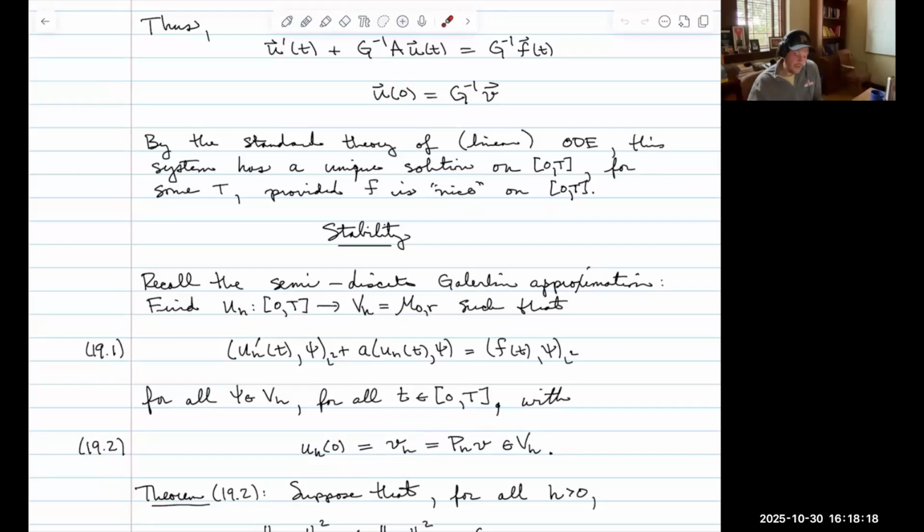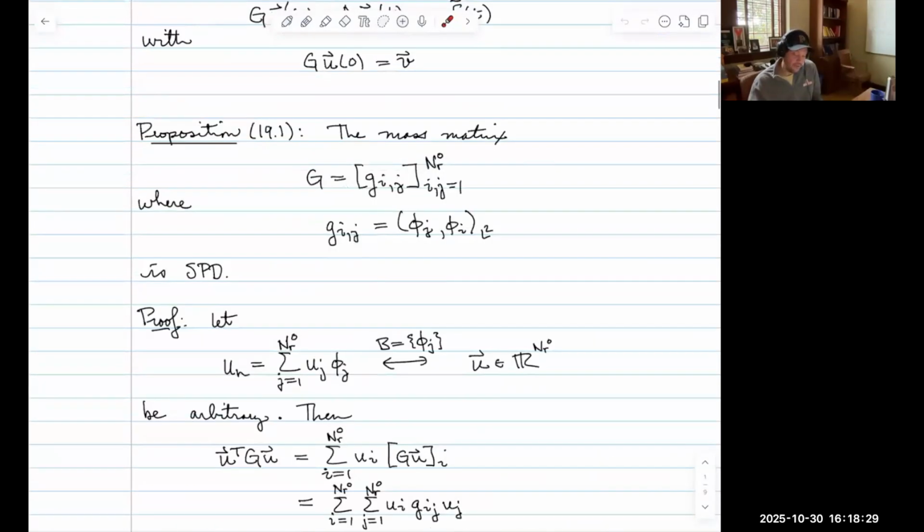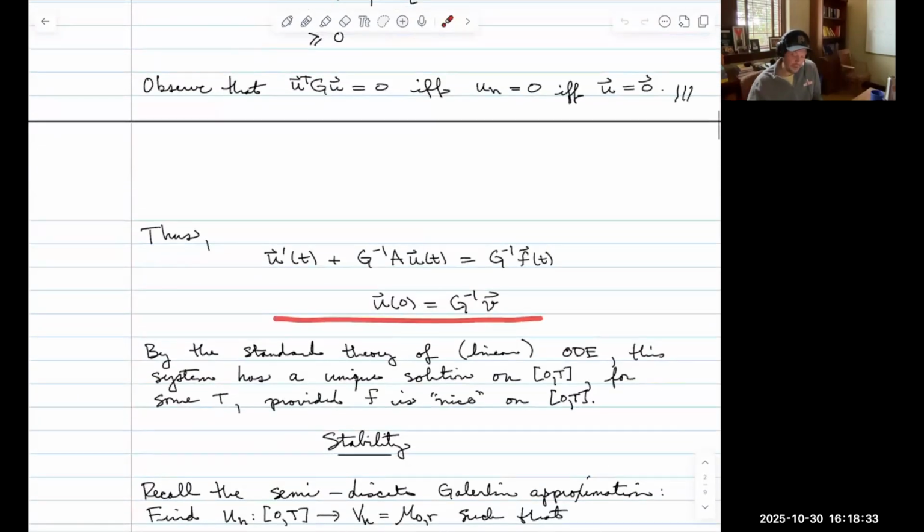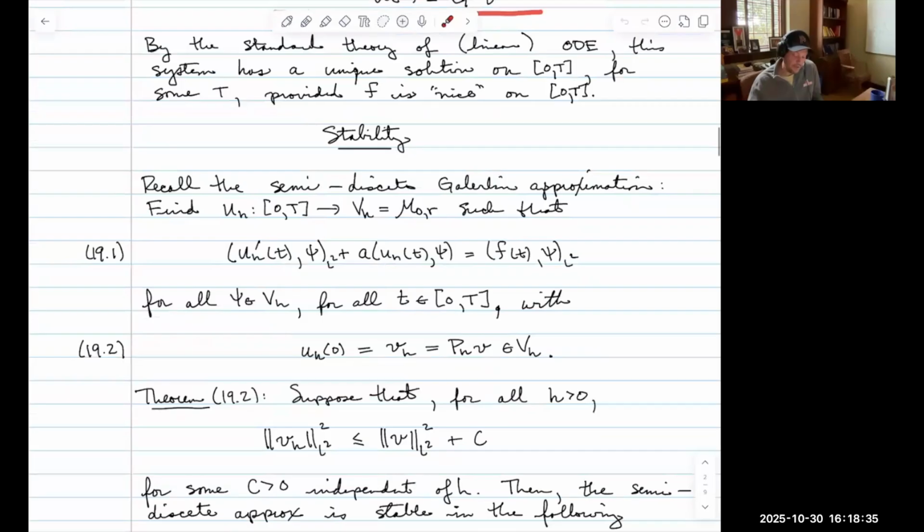Now, we have this semi-discrete method. I want to show that the semi-discrete method is actually stable. I could either write it using this ODE formulation that I have here, or now we have an equivalent formulation here. But I'm going to go back to my original statement of the method before I converted to a vector equation. And this is useful because showing that the semi-discrete Galerkin approximation is stable is a lot easier from this point of view.